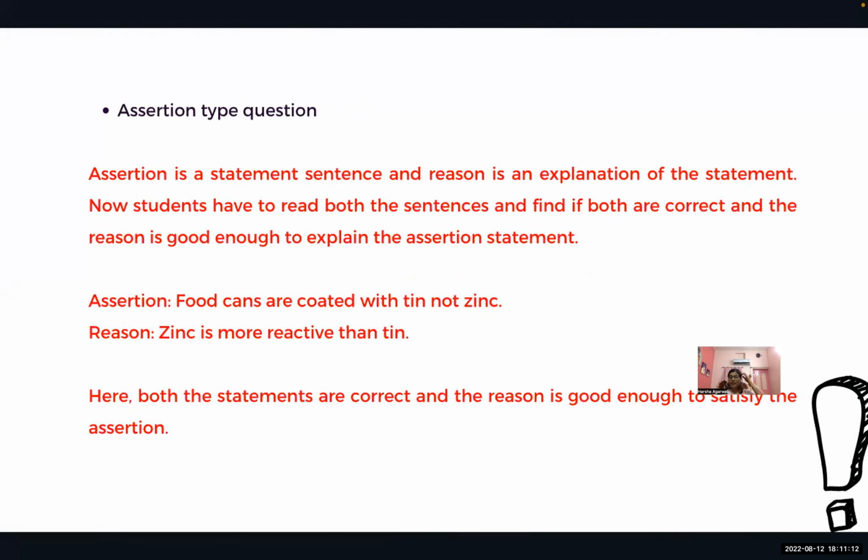Alright, so what is an assertion? When I say something like food cans are coated with tin, not zinc, that is my assertion. Now, what can be my reason for why food cans are coated with tin and not zinc? So zinc is more reactive than tin, and hence since we have to protect the can under various circumstances of heat, dust, snow, wind, rain, etc., we have to coat it with a metal which is less reactive and kind of durable under these situations, right? So again, the reason can be anything according to the assertion.